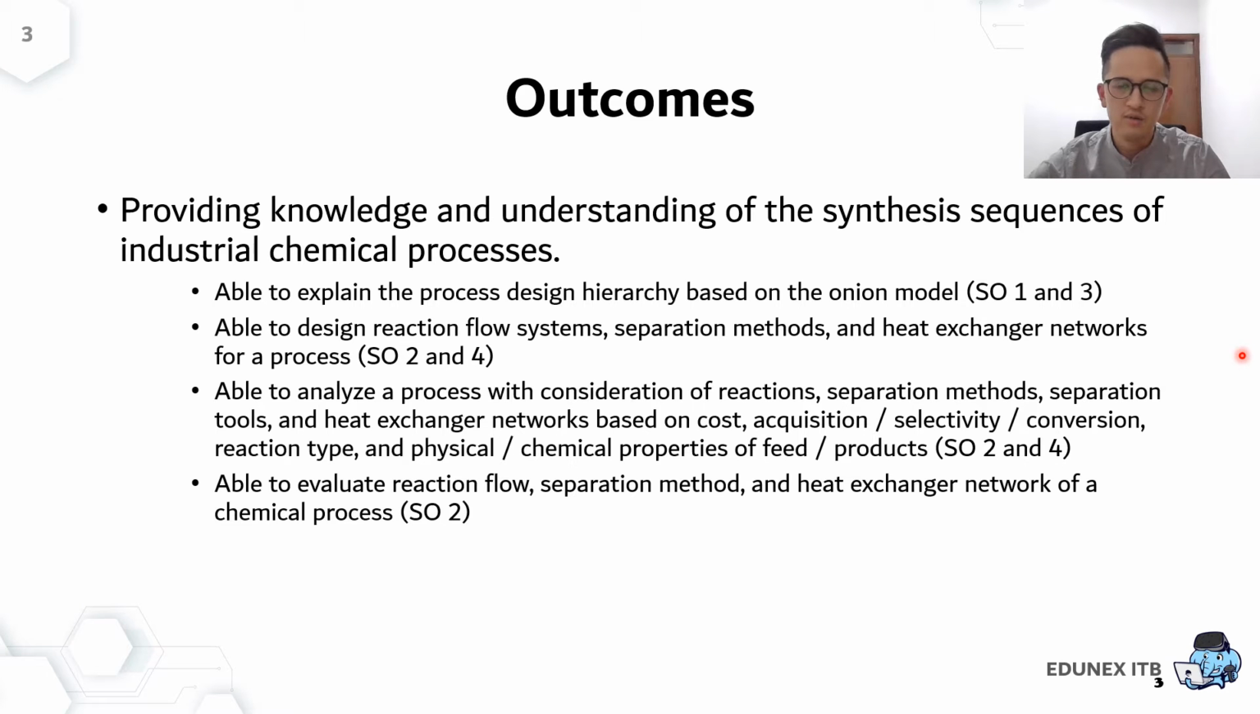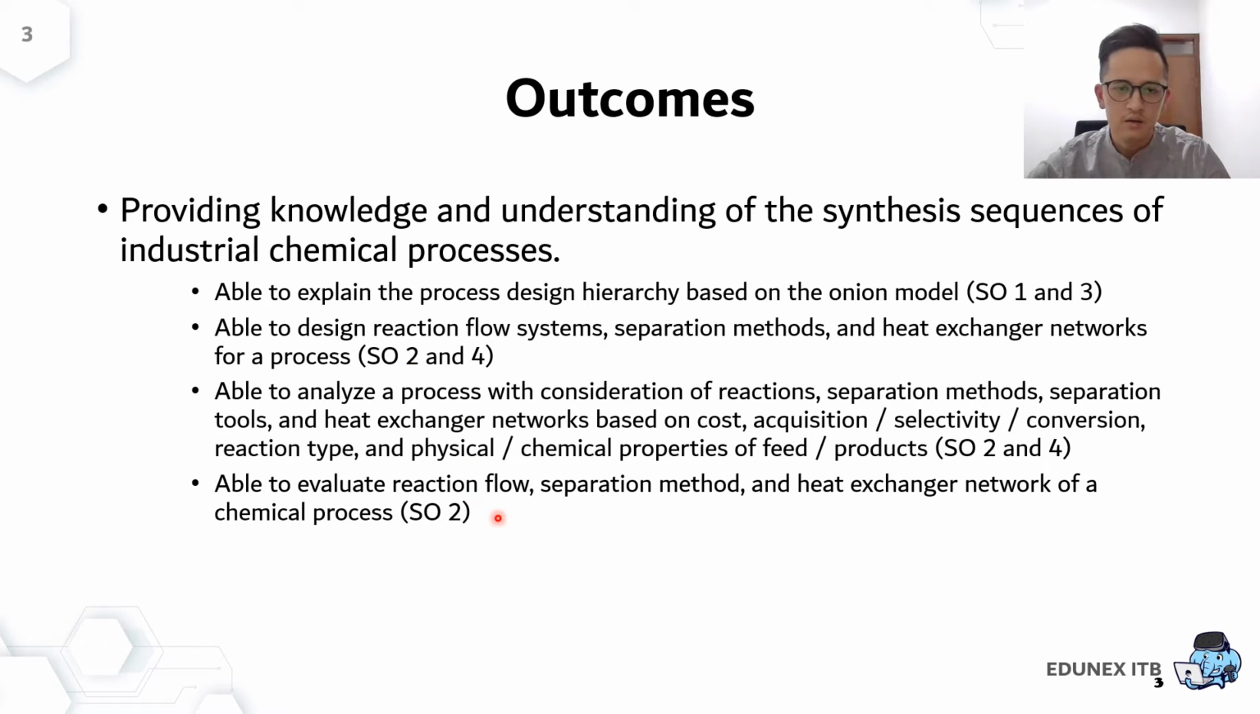So the outcomes of this course are to provide knowledge and understanding of the synthesis sequence of industrial chemical processes. You have to be able to explain the process design hierarchy based on the onion model, and then you have to be able to design reaction flow systems, separation methods, and heat exchanger networks for a process.